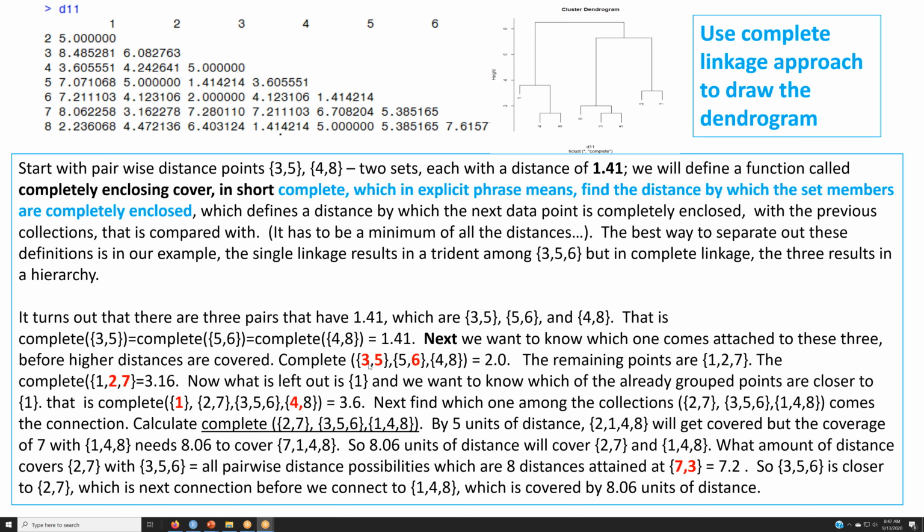So now we have 3, 5, and then 5, 6, and 4, 8. All these pairs are there for us, right? Oh, this 5 and 6 is also connected with the same distance. Now, the definition of complete means the remaining points are 1 to 7. Among these points, you take each one of these. It's a little bit more complex, so let me go to another example and then come back here.